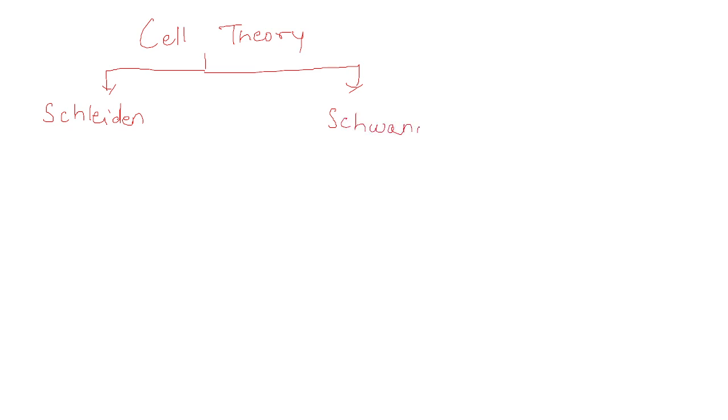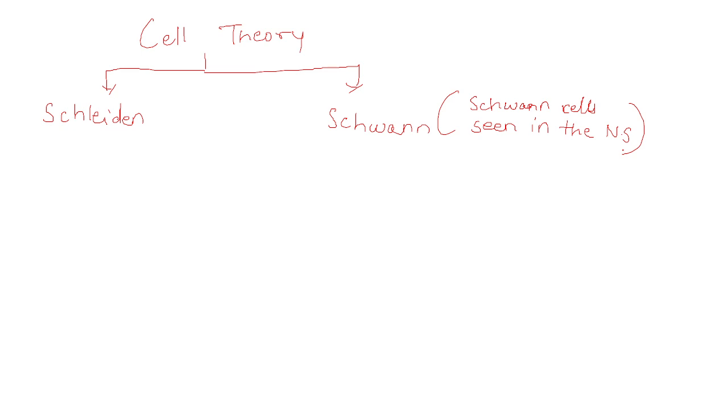Now let's see the cell theory. Who gave this cell theory? There were two scientists, students, namely Schleiden and Schwann. Where have you heard the word Schwann, students? Schwann cells are seen in the nervous system. Yes, in the nervous system we have used and seen this word Schwann.